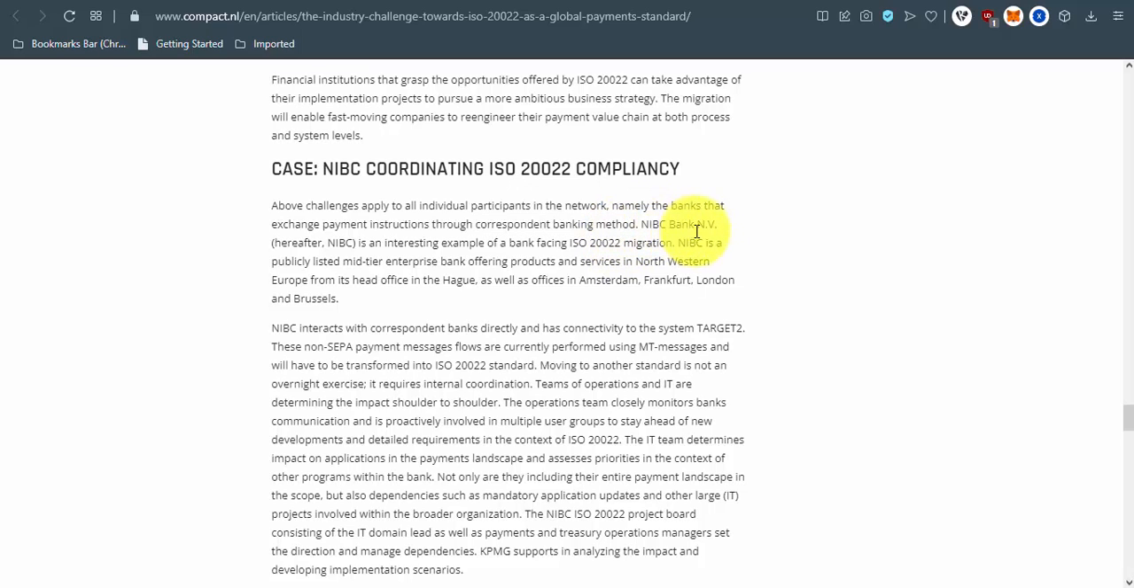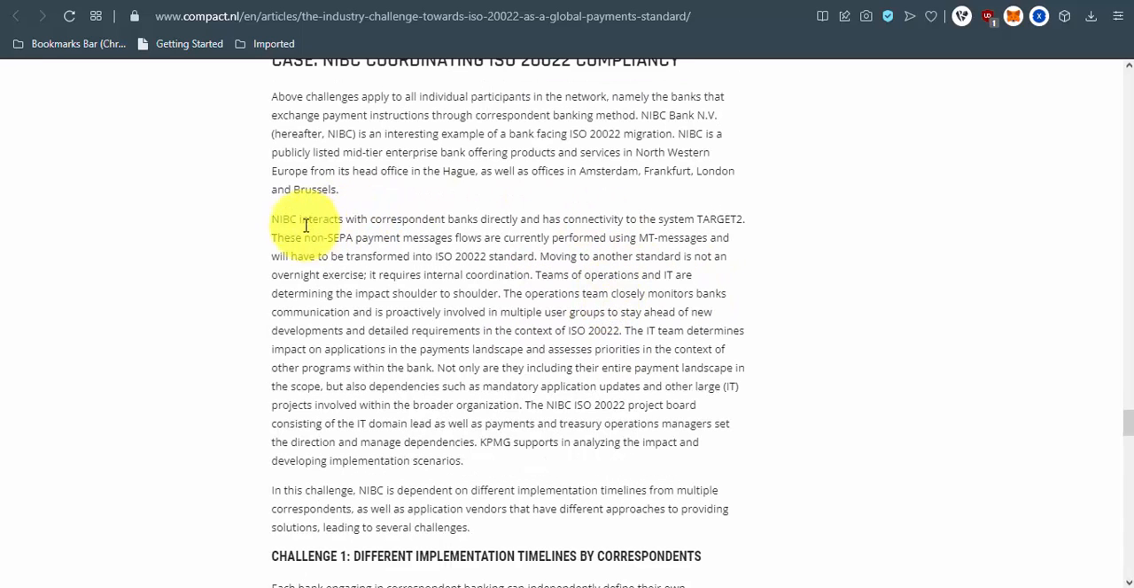So NIBC Bank is an interesting example of a bank facing ISO 20022 migration. NIBC is a publicly listed mid-tier enterprise bank offering products and services in northwestern Europe from its head office in The Hague, as well as offices in Amsterdam, Frankfurt, London, and Brussels. So NIBC interacts with correspondent banks directly and has connectivity to the system TARGET2.